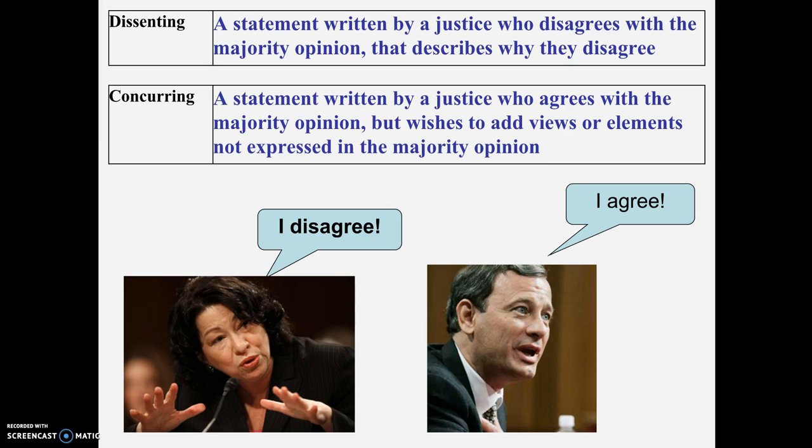A concurring opinion is one that agrees with the decision of the court, with the majority opinion, but might reach that same conclusion for different reasons. So a justice may want to add views or stances that they have that agree with the majority opinion but aren't exactly the same. So there you have it.